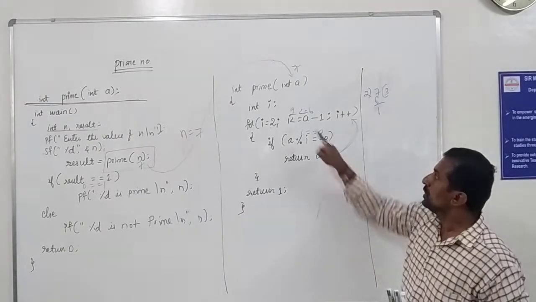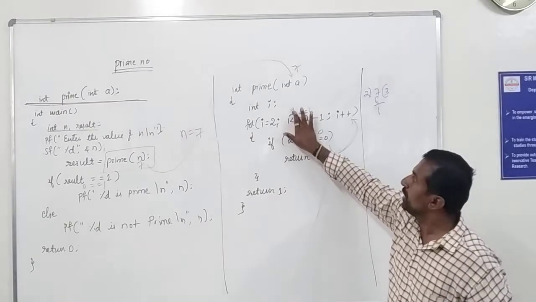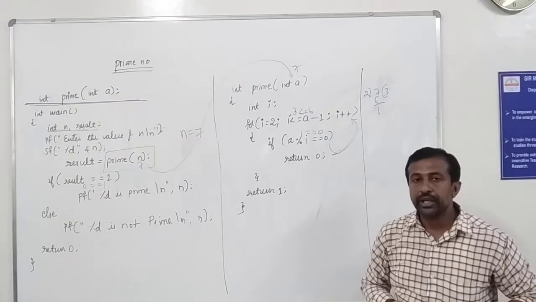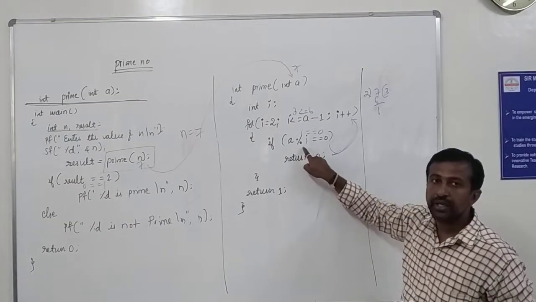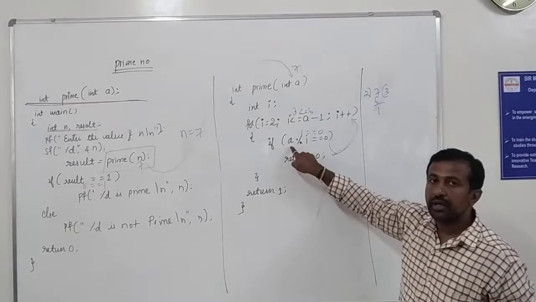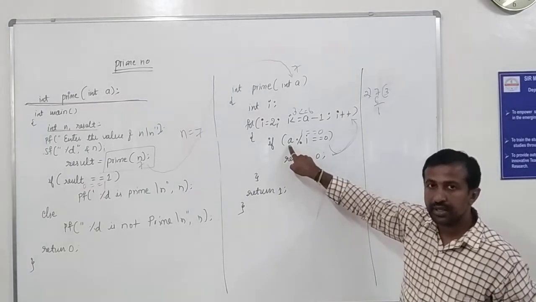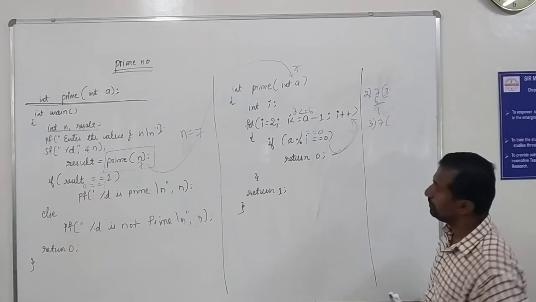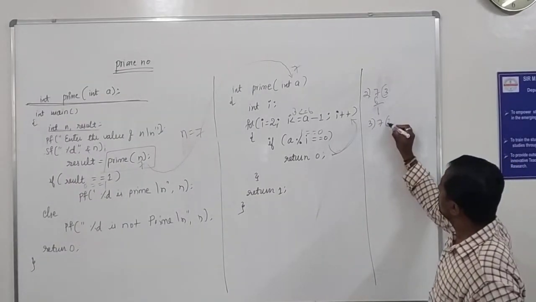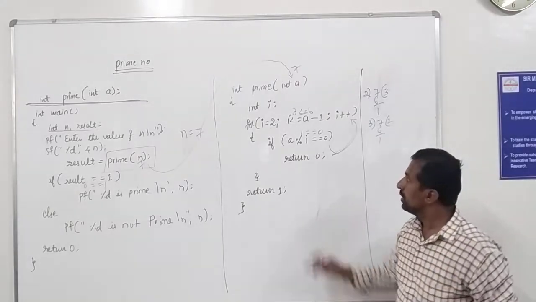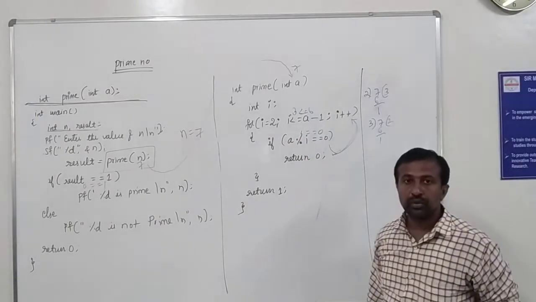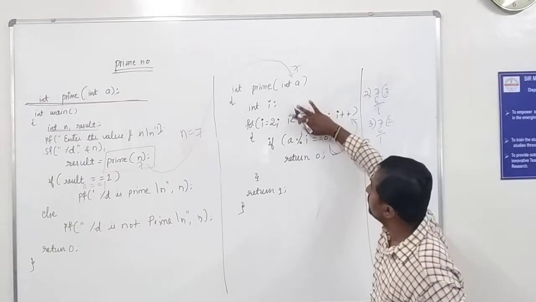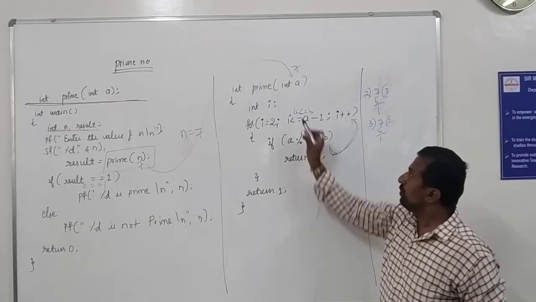I++. So I value was how much in the beginning? 2. Now incremented by 1, how much is it? 3 now. Check for 3: whether 3 is less than or equal to 6? Yes, condition true. Once again execute the if condition. So A modulus I: A is 7 only, but the I value changed to 3. Substitute here, 7 modulus 3. So what is the remainder we have got? 1. Substitute here: whether 1 is equivalent to 0? False. False means what happens? Control jumps to I++. I becomes 4 now.